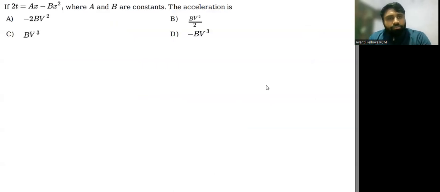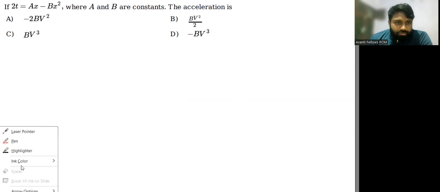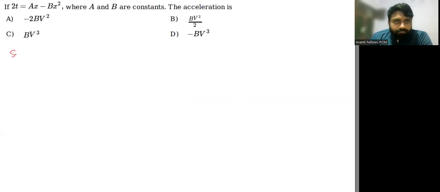Now, the very first question on your screen is: if 2t equals ax minus bx square, where a and b are constants, the acceleration is? So we are going to solve it. Here the relation of position and time is given. If you differentiate this position with respect to time, you will have velocity, and if you differentiate it again with respect to time, you will have acceleration. So we have to differentiate this expression two times with respect to time.